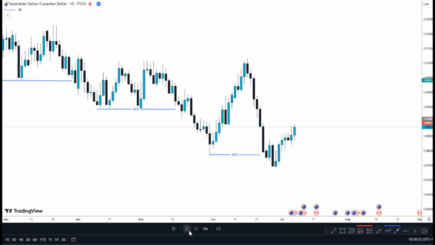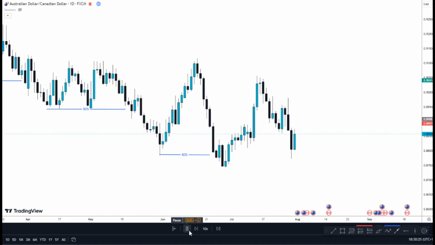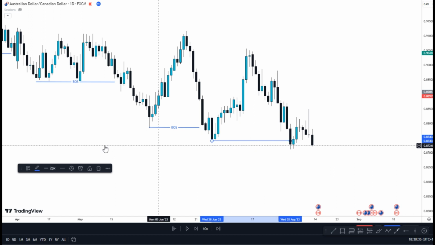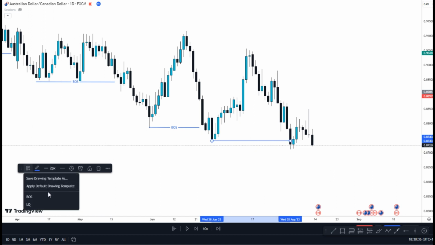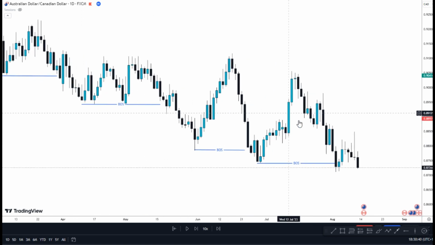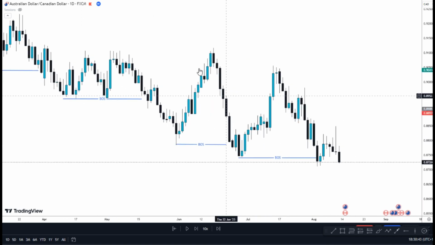So let's play price forward to see where price is going. So price has broken structure again, indicating the price has broken structure to the downside. So going through all this example, you can see how I apply the rules and stick to the guideline to read the structure the right way.